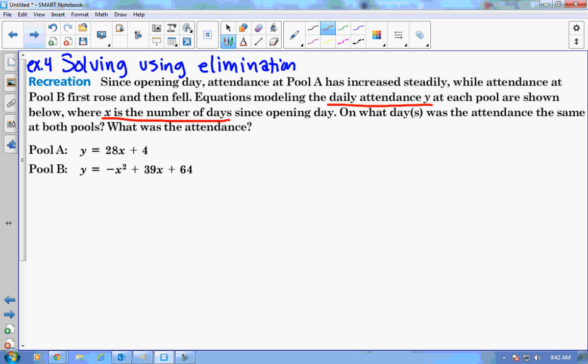On what days was the attendance the same at both pools, and what was the attendance? So there are two questions. You should write down the questions: On what day was the attendance the same, and what was the attendance?